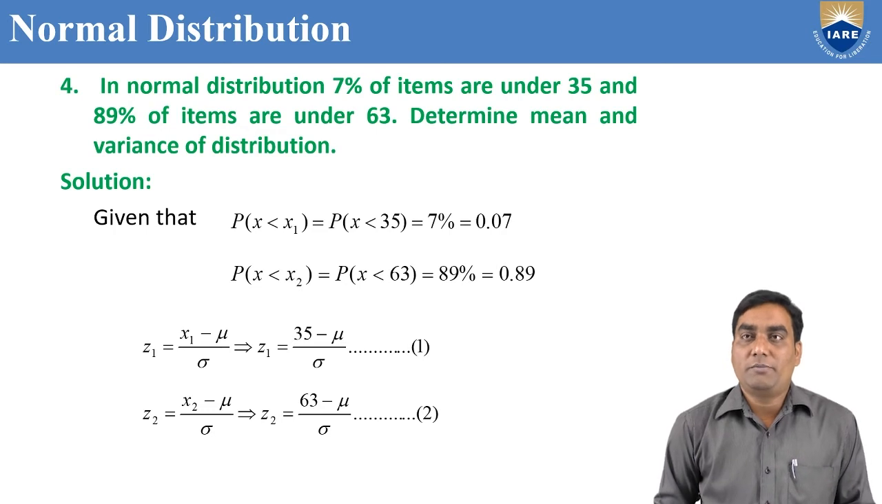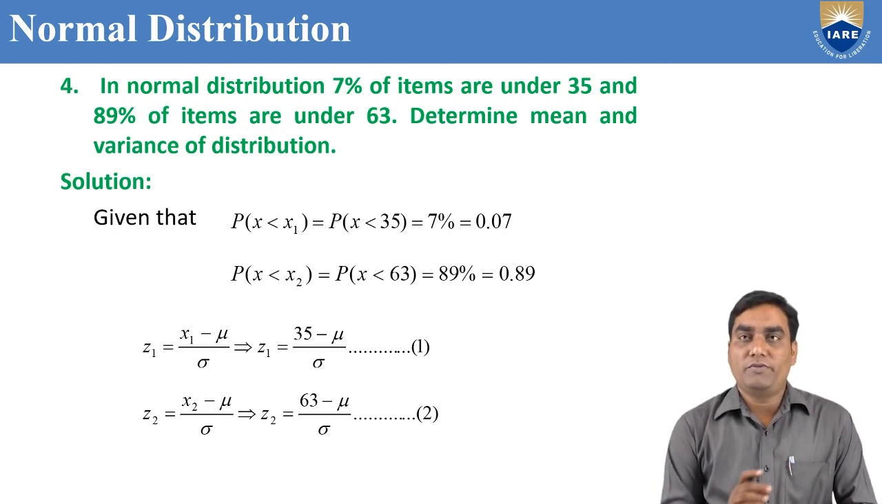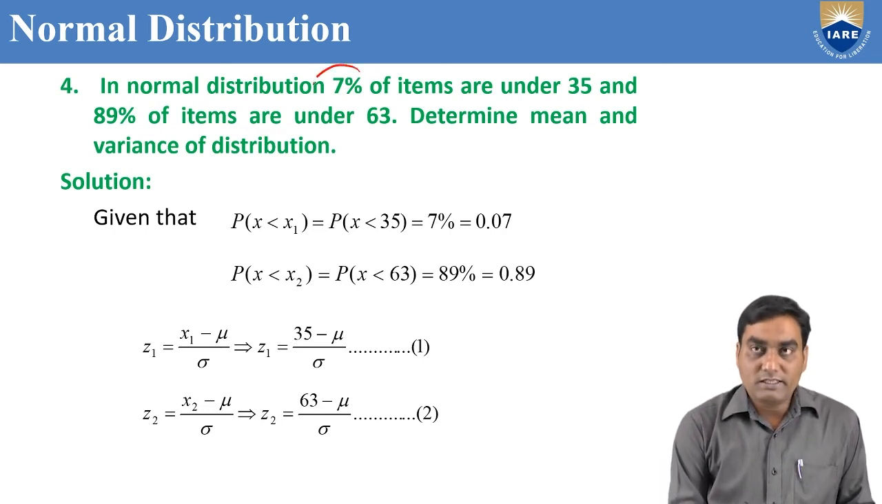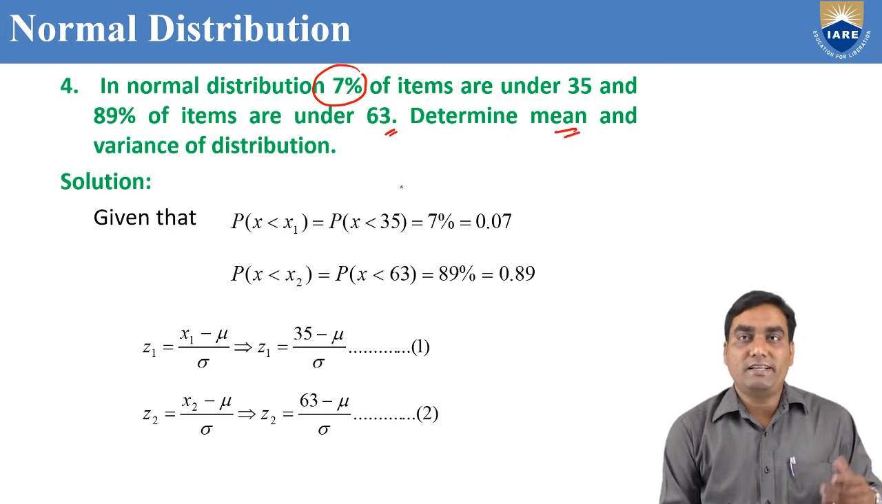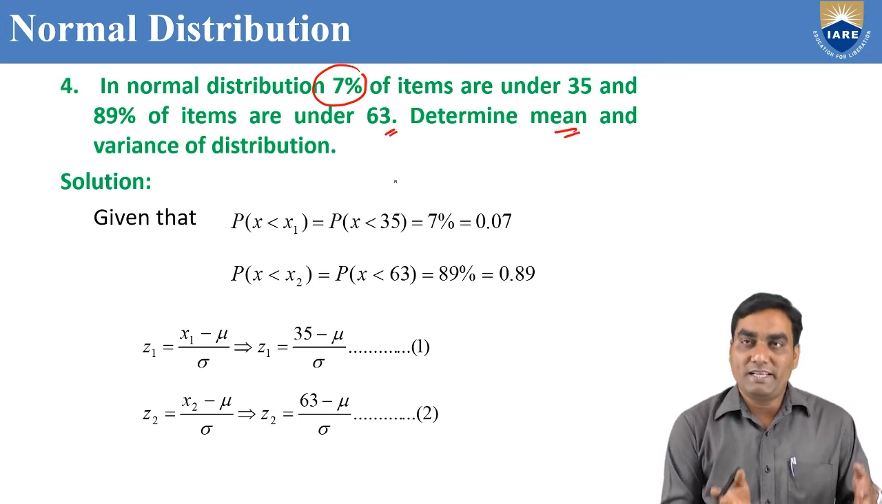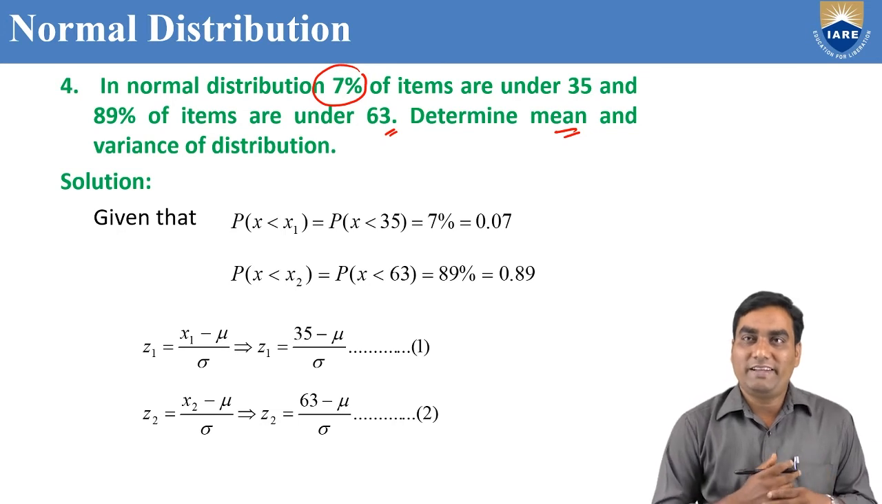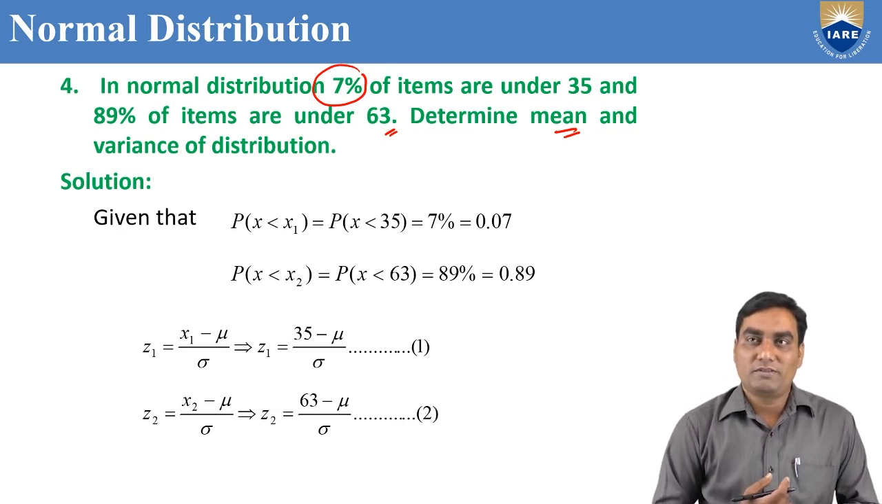Now this is a different type of problem compared to the previous problems. In a normal distribution, 7% of items are under 35 and 89% of items are under 63. Determine the mean and variance of the distribution. In the previous problems, the mean and variance were clearly given. But here we are going to find out the mean and variance by using the given statements.